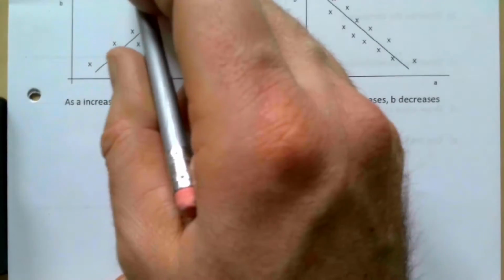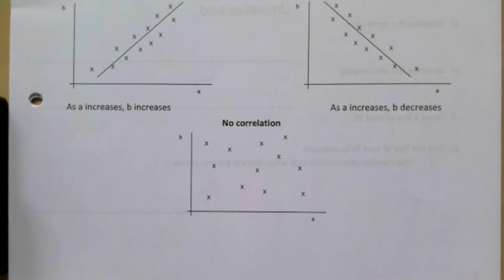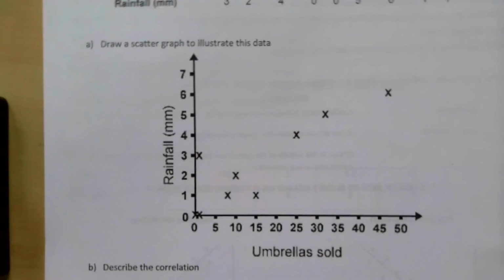Note again, as it says, only draw the line of best fit if there is correlation. There's a line of best fit here, there's a line of best fit here, but we don't have one here.